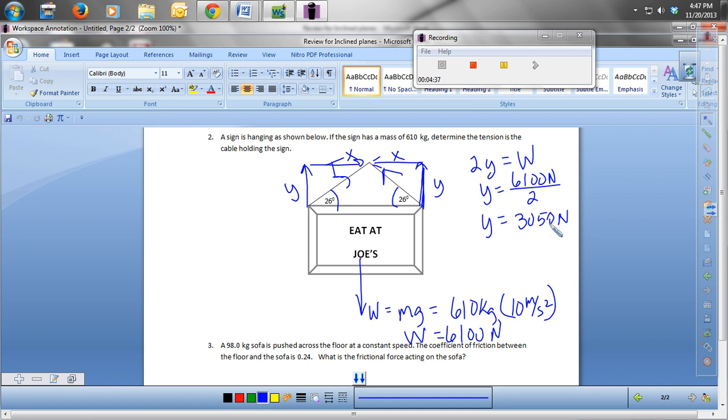But that is not what the question asked me for. It didn't ask me what y was. It wants to know what this T is right here. So if this is a 26, this angle here has to be a 64. So the cosine of 64 degrees is equal to y over the hypotenuse T, or T is equal to y divided by cosine of 64. So y was 3,050. I'm going to divide that by the cosine of 64, and when I did that, I got T to be 6,958 newtons.